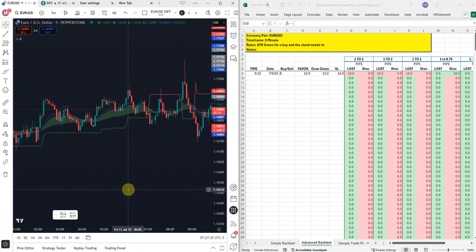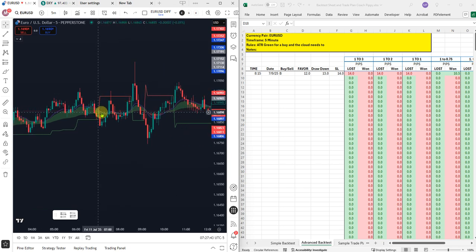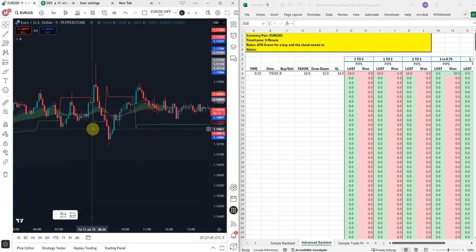6 o'clock in the morning. The cloud was already green. The ATR was already green. We missed that trade. ATR turned red, but the cloud was still green. ATR turned green, and the cloud is green. So our rules are met. Let's take this back test.